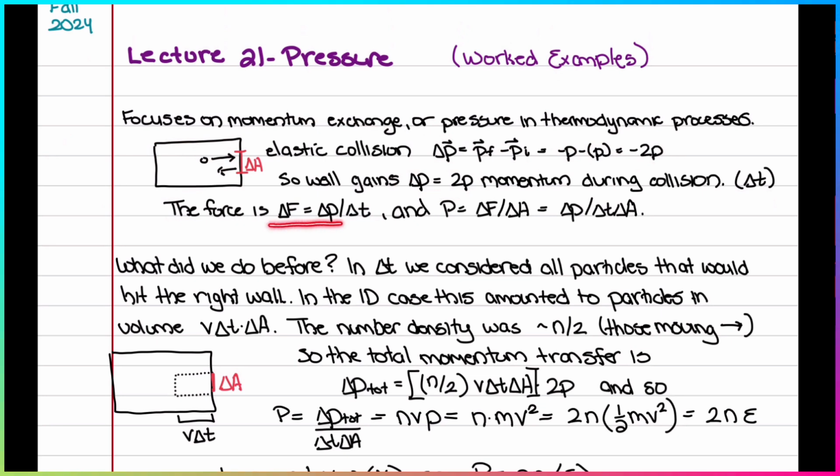So if the force is delta momentum over delta time, then we can define pressure as that delta F, that force, over the area that I'm concerned with. So ultimately, if we want to evaluate pressure, what we really want to do is figure out the change in momentum for a surface of area A in a time delta t.